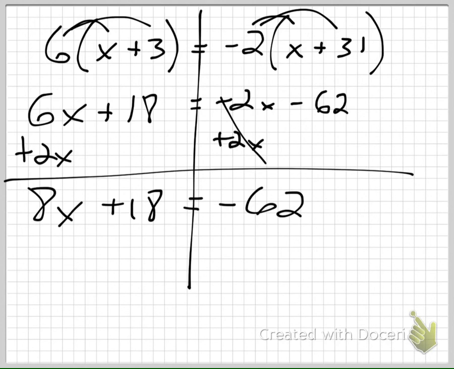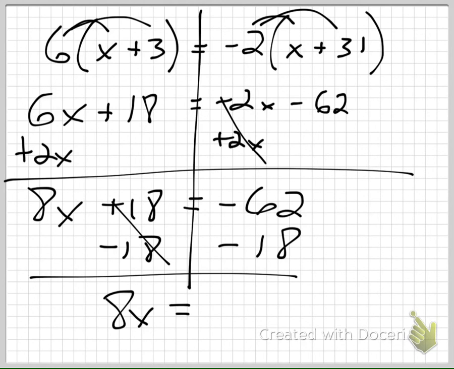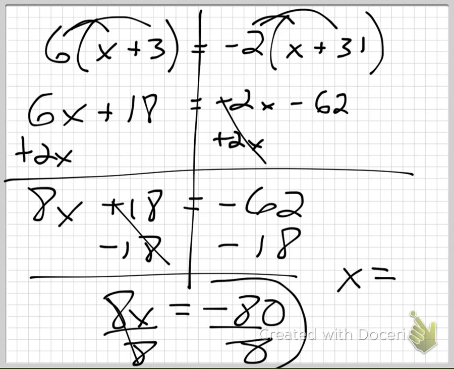Now you go, is the variable happy? Well, he's happier, right? But he's not happy. He's got people with him. What's next? Minus 18, minus 18. 8x equals. What is negative 62 minus 18? Negative 80. Divide by 8, divide by 8. x equals. What is a negative divided by a positive? Negative 10. How many of you got x equals negative 10? Does it make sense? Yes, it does. Does it make sense? Like, I got 10.